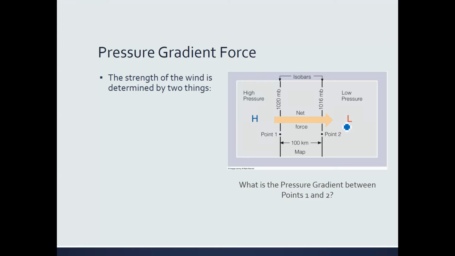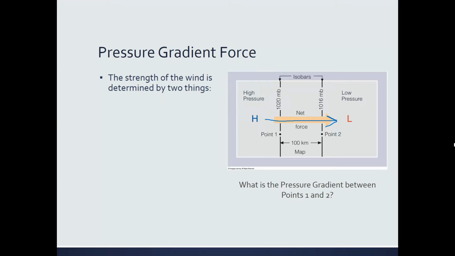Well, what determines how strong the pressure gradient force is? There are two key things. Let's suppose you have an area of high pressure and an area of low pressure, like you see on this map. We already know that the net force is blowing from high pressure to low pressure. If no other forces are acting on this wind, it's just going to travel from high pressure to low pressure. All right? But what determines how fast it's going to go?